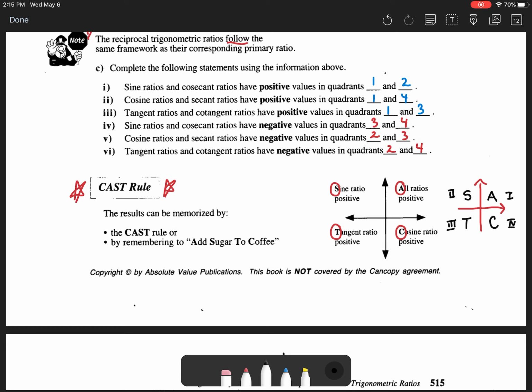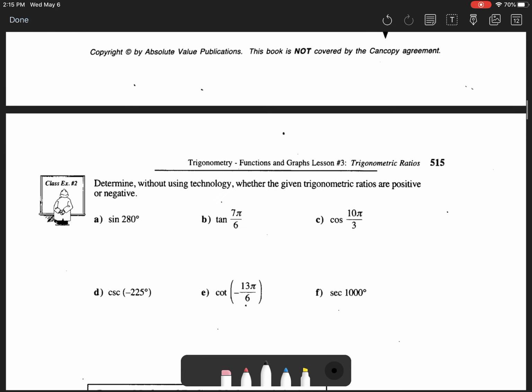And again, those letters tell you which trig ratios are positive in those quadrants. So only cosine's positive in 4, all of them are positive in 1, sine is positive in 2, and tangent is positive in 3.